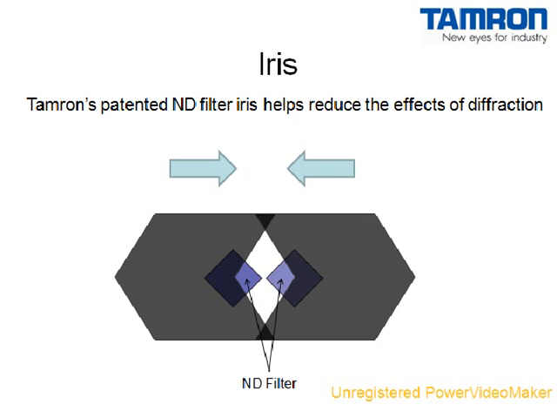To reduce the adverse effects of diffraction, Tamron has patented the neutral density filter iris, or ND filter iris. The ND filter iris uses filters to reduce the amount of light that passes through the iris when the iris is closed, allowing a larger iris size in bright lighting conditions. This larger iris size helps to reduce the effect of diffraction on the image, resulting in a clearer image.